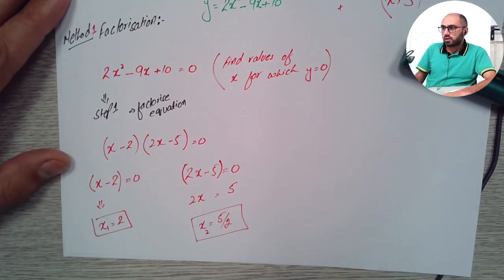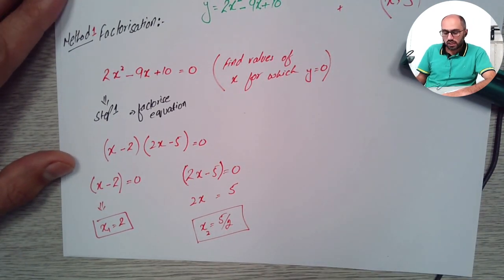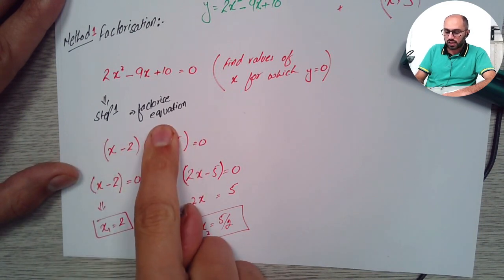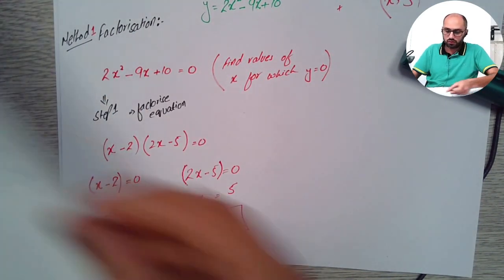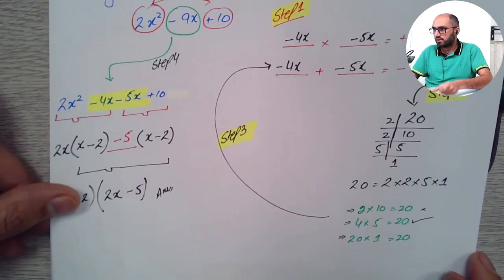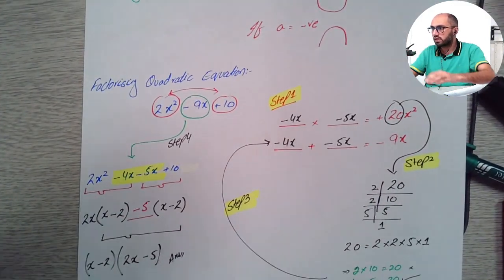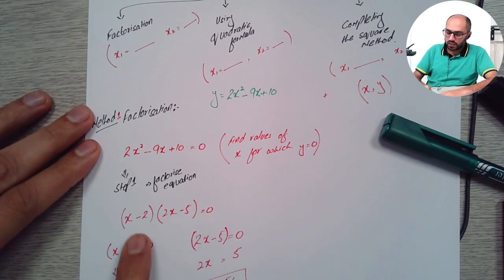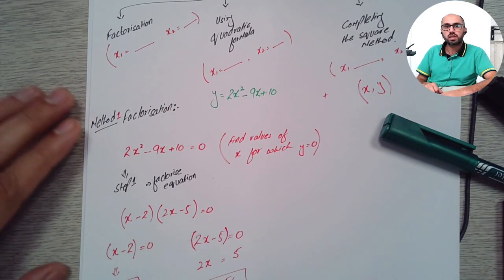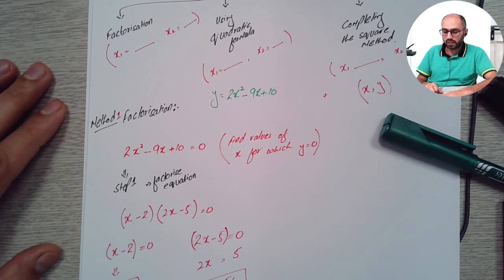So this is the method of factorization to solve quadratic equations. Step 1 will always be factorizing the quadratic equation, and for that we'll use the method which we have discussed previously. Following that, once you have factorized it, you will equate each bracket to 0 and make x your subject, and you will end up with two values of x.